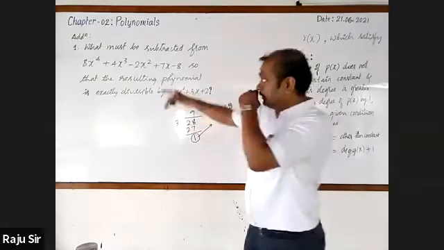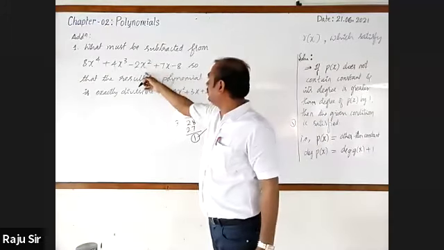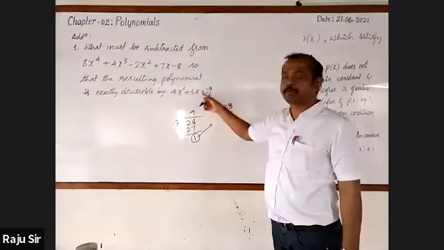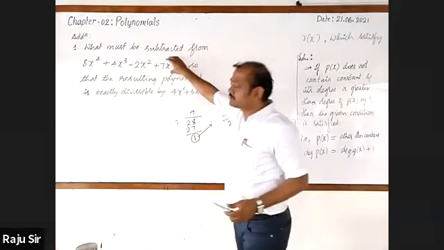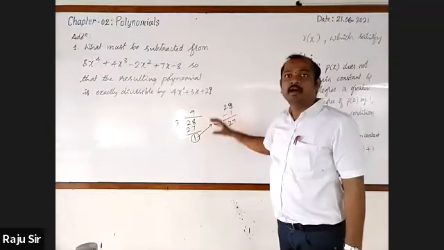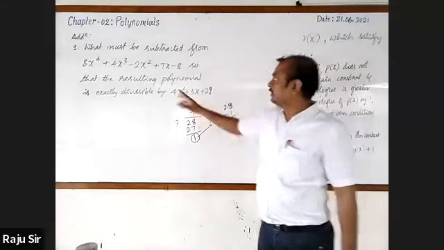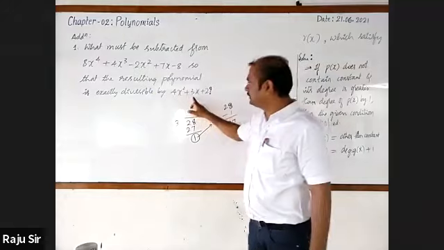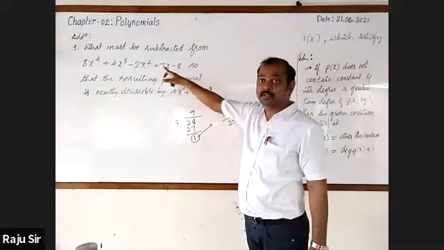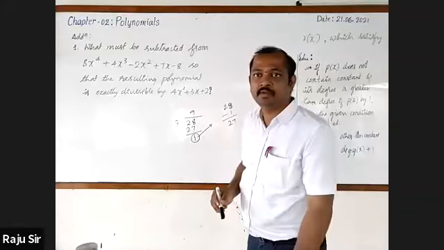So the question is, what must be subtracted from the given polynomial so that the resulting polynomial is exactly divisible by 4x square plus 3x plus 2. Something is there which is extra. That extra is nothing but the remainder. That remainder should be subtracted. Followed? You just go for dividing this polynomial like this. You'll get a remainder. Subtract the remainder. Can you all do? Sir.